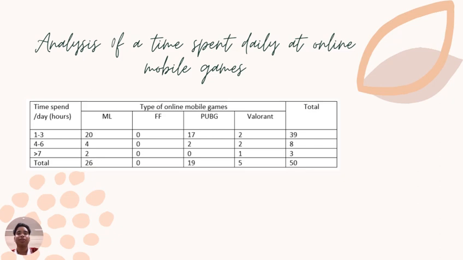Next, for PUBG Mobile, most of them, 70 people, play that game almost 1 to 3 hours, and only two people spend their time 4 to 6 hours to play that game. For the third game, Valorant, 1 to 3 hours and 4 to 6 hours are equal. More than 7 hours, only one. So the total for the people is 50 people.